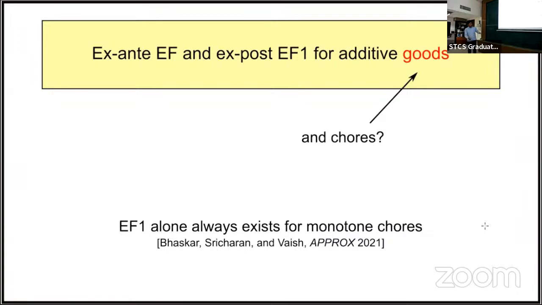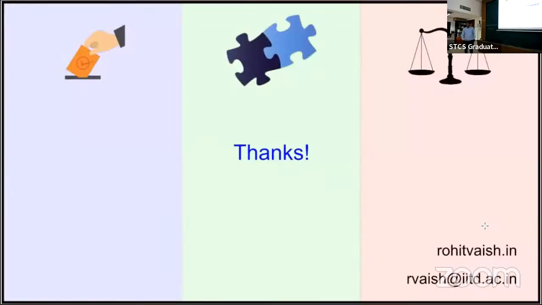So let me add, for monotone valuations, EF1 allocations always exist. So again, you have ex-post EF1, but what about ex-ante? Yeah, let me stop here. But you can take questions.